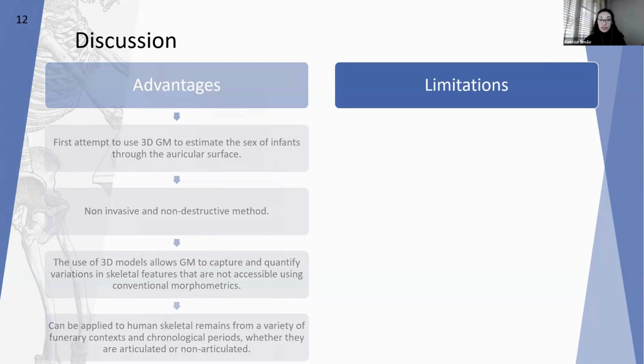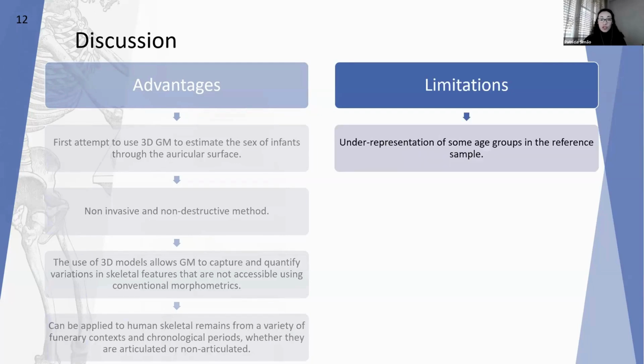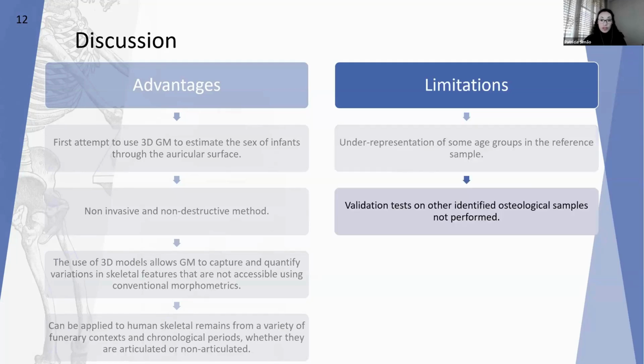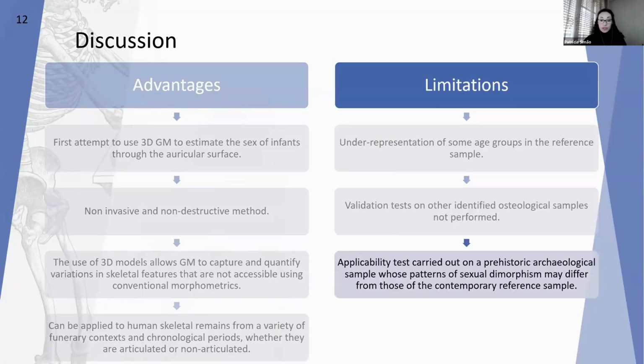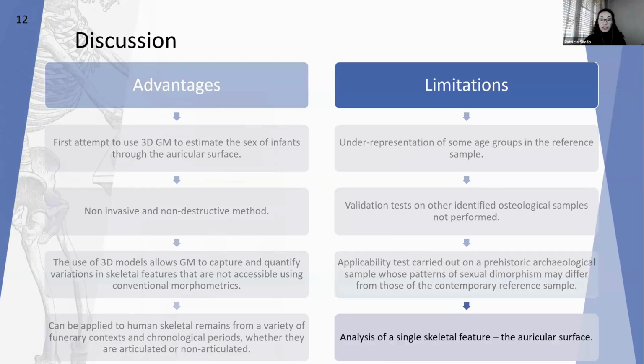However, this study has limitations, such as underrepresented age categories in the reference sample, which were addressed by grouping individuals into 3-year categories. The method's effectiveness in other osteological samples remains untested. While promising for estimating the sex of individuals under 1 year, caution is warranted as sexual dimorphism patterns may vary between prehistoric and contemporary samples. The analysis focused solely on the auricular surface for non-adult sex estimation.